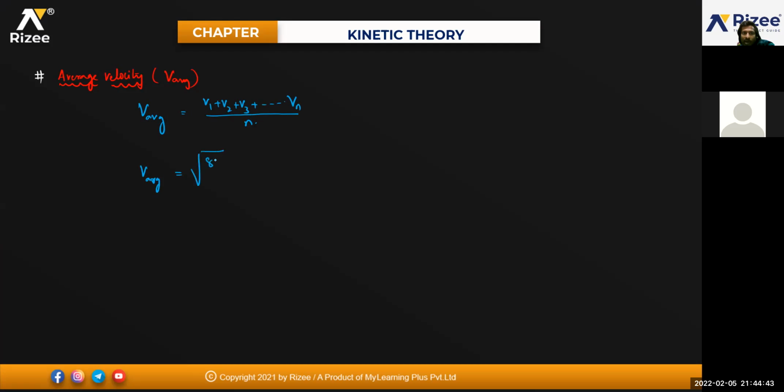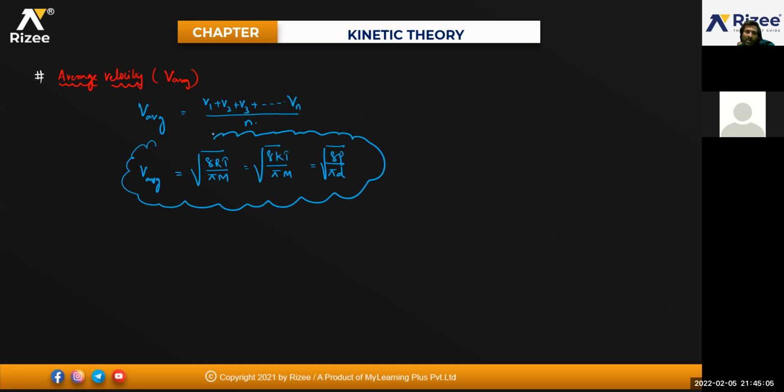So V average is equal to under root of 8RT divided by pi into capital M. That is equal to under root of 8KT divided by pi into capital M. That is under root of 8P divided by pi into d. You need to remember this one, beta. There is no other alternative for this. The more you practice, the better you can remember this one. Otherwise there are chances that you forget them.